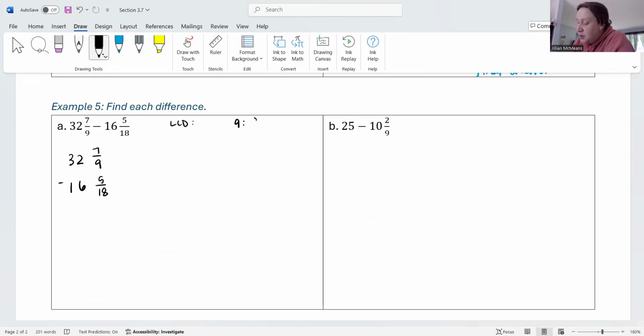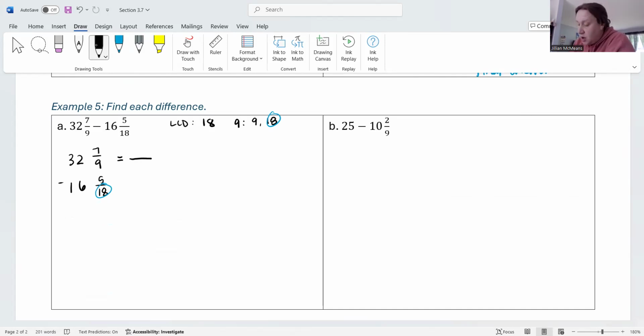Okay, so 9 times 1 is 9. 9 times 2 is 18. So right there, we can see we have our LCD. 18 happens to be the LCD here, so I don't have to rewrite 5/18. It already has the LCD as the denominator, but I do need to rewrite 7/9.